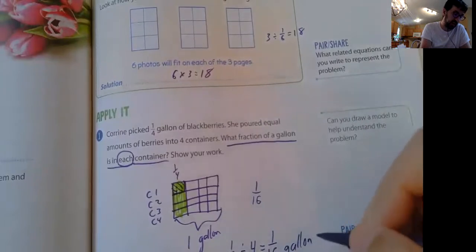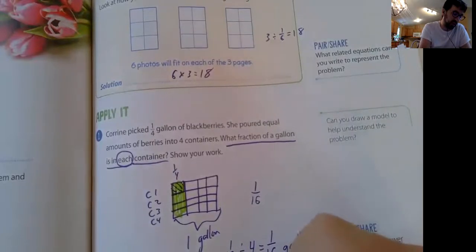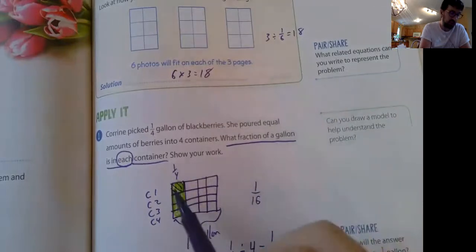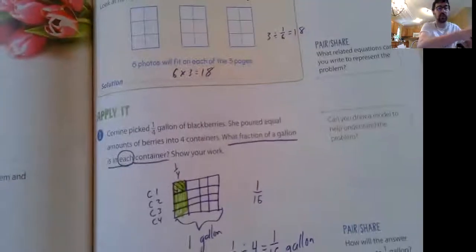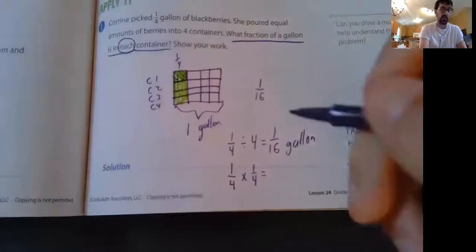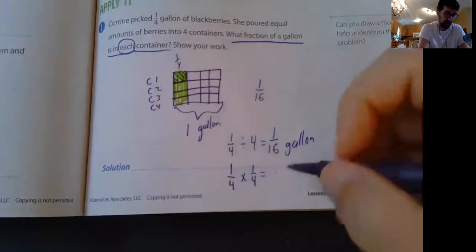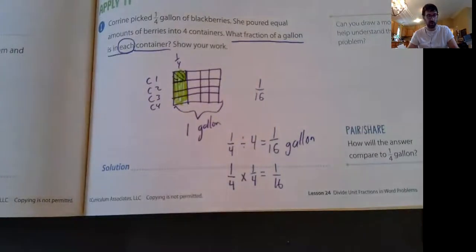1/16 gallon. I could have solved this problem by using multiplication. I could have done 1/4 times 1/4, because as you can see from the model, this right here is 1/4 of 1/4. Oops, you guys can't see that. Sorry about that. 1/4 of 1/4. Remember, multiplication is of, so 1/4 of 1/4 equals 1/16 because we multiply across. So again, multiply when you can.